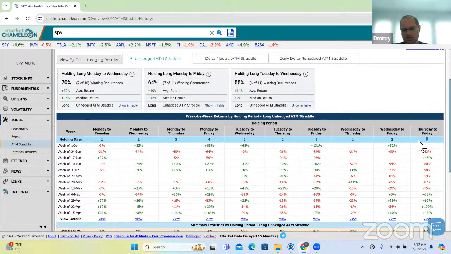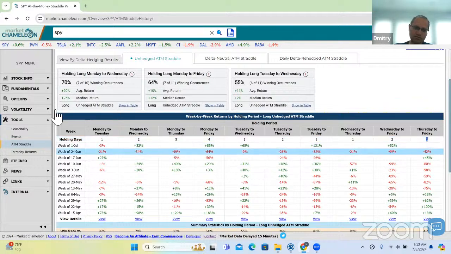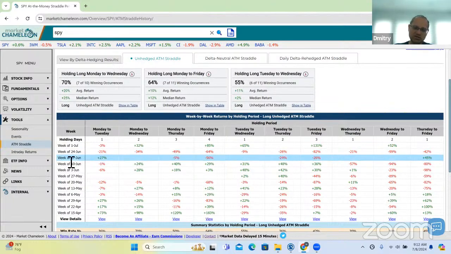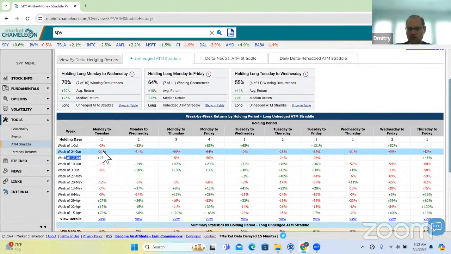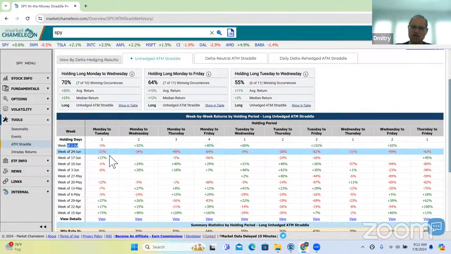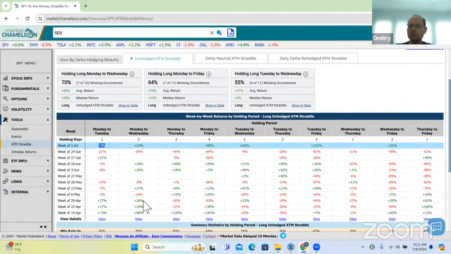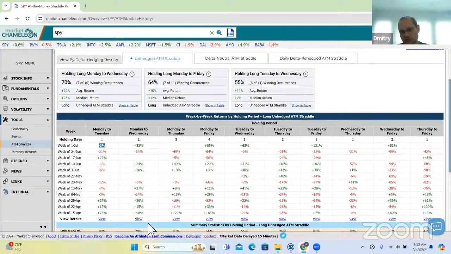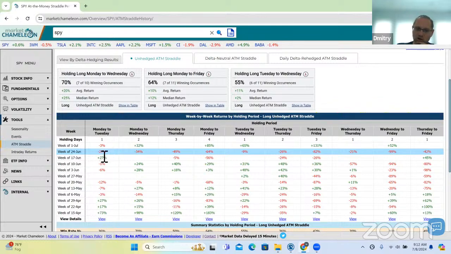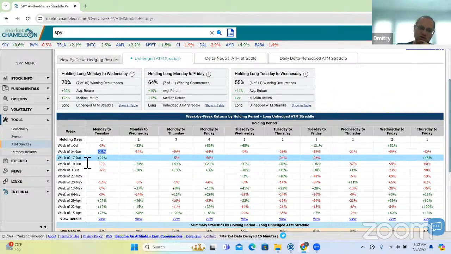And then what we'll do is for each week, so you can see here the week of July 1st, the week of June 24th, the week of June 17th, we captured that performance, right? So Monday to Tuesday, the week of July 1st, the straddle lost 3%. The week of June 24th, the straddle lost 21%. However, June 17th, the straddle gained 27%.